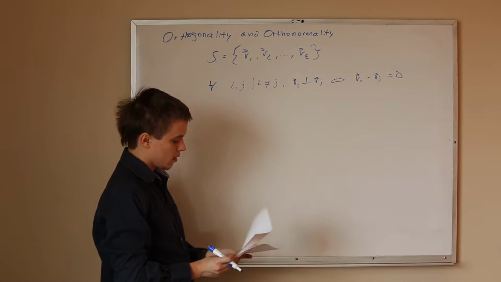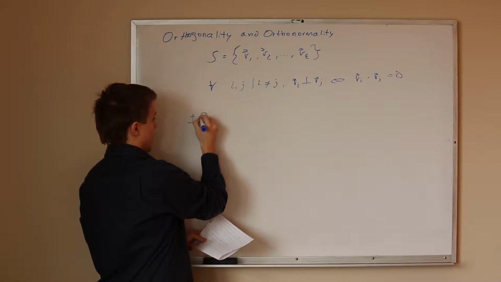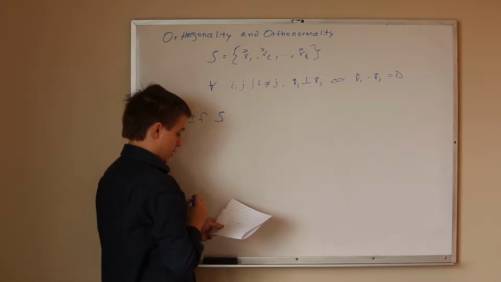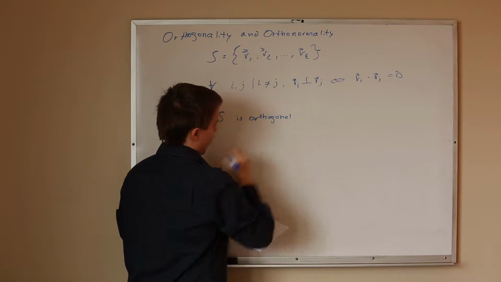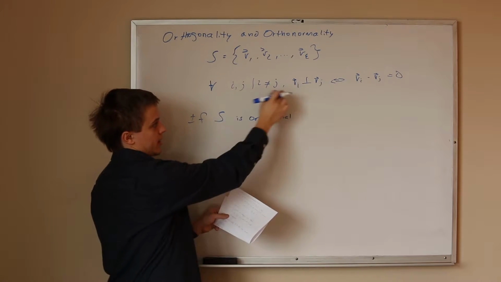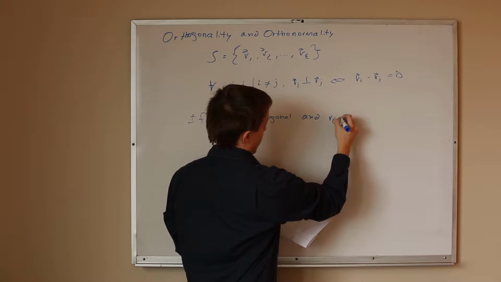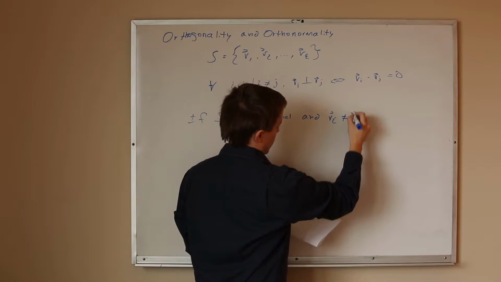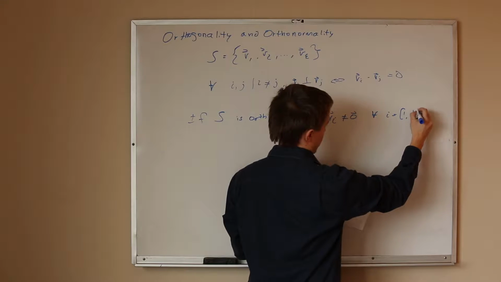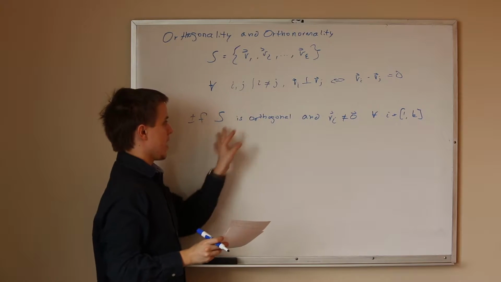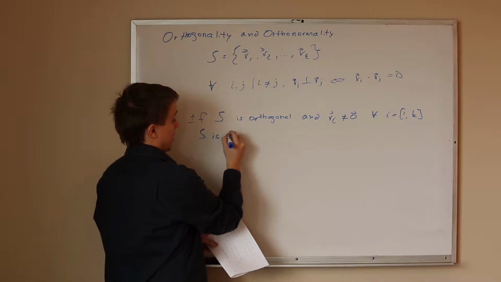So the theorem states that, let's again use our set S, if S is orthogonal, which means that it satisfies this expression, and Vi is not equal to 0 for all i in this set. So as long as S does not contain any 0 vectors, we say that S is linearly independent.